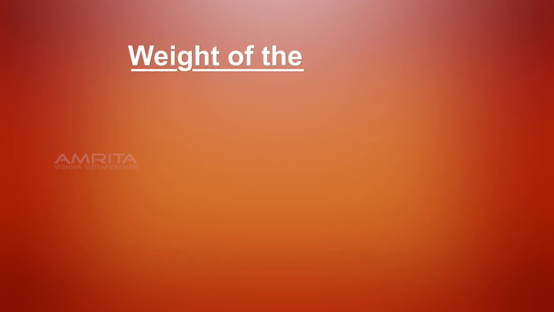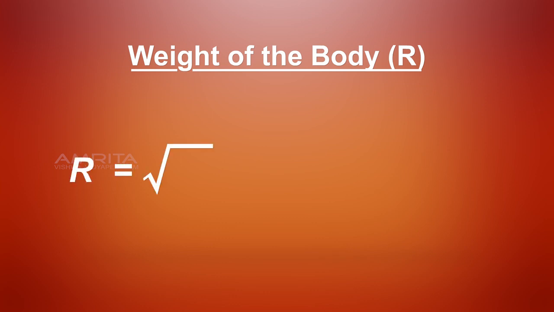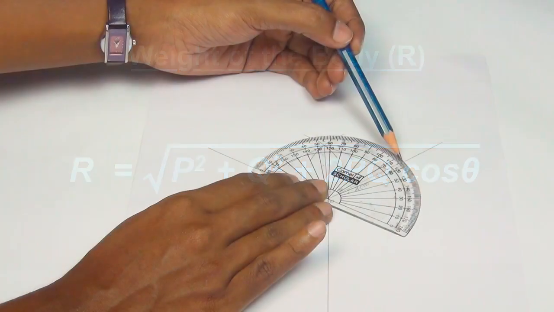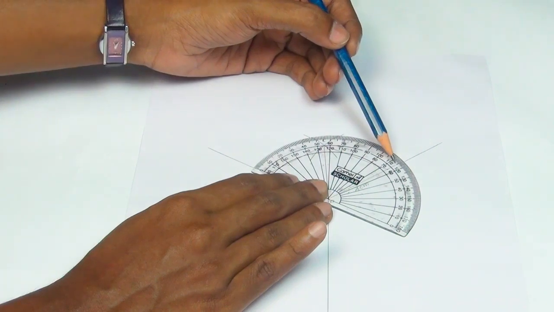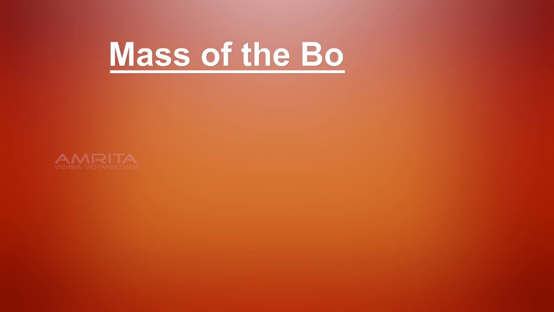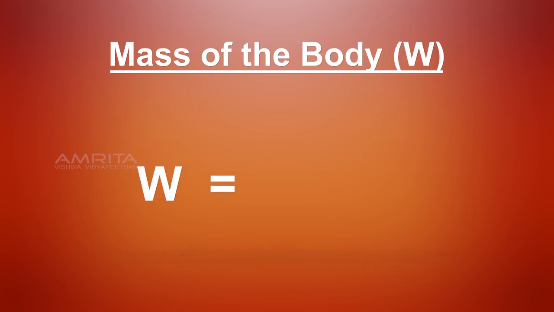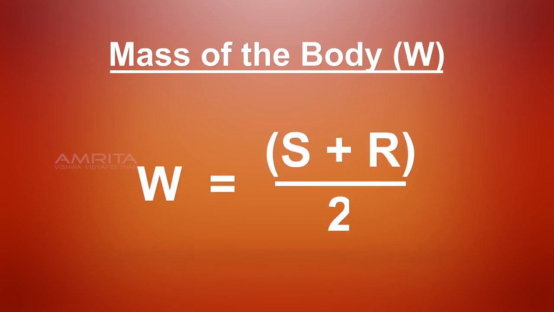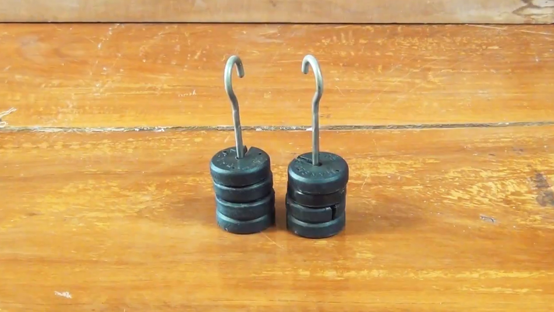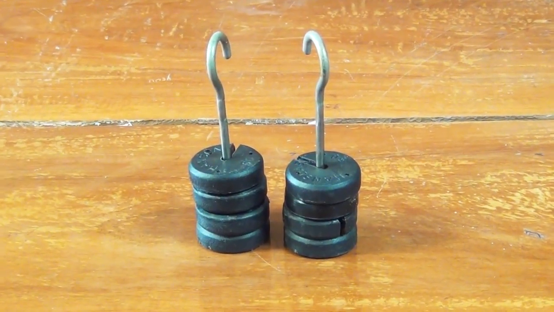Also calculate the weight of the body R using the equation R is equal to square root of P square plus Q square plus 2PQ cos theta. After measuring the angle AOB theta using a protractor, the mean of the two values of S and R will give the correct mass of the body, W equal to S plus R the whole divided by 2. Repeat the experiment with different suitable values of P and Q.